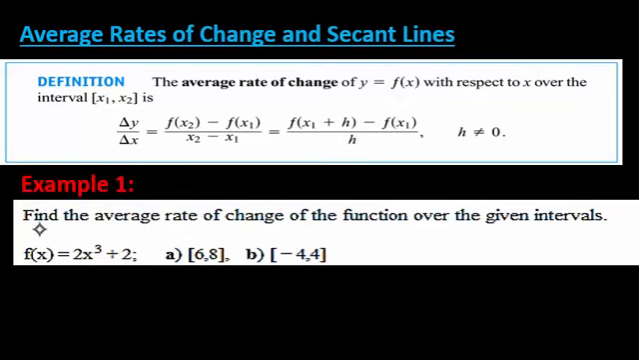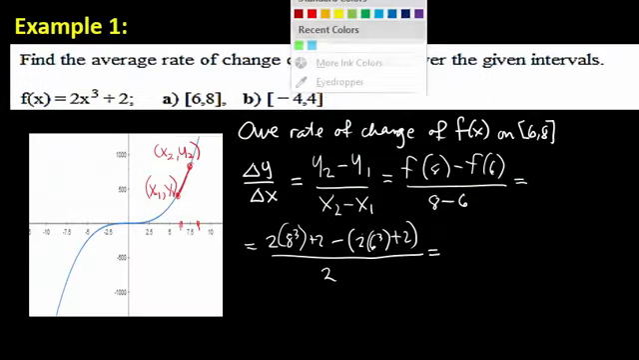So let's take the first example, example 1. You're going to find the average rate of change of this cubic function over the given interval, 6 to 8, and for part B, the interval from minus 4 to 4. So what does this graph look like? Let's go ahead and look at the second slide.